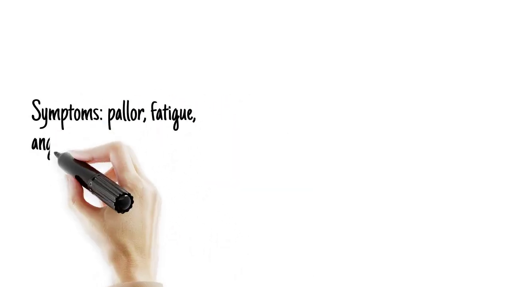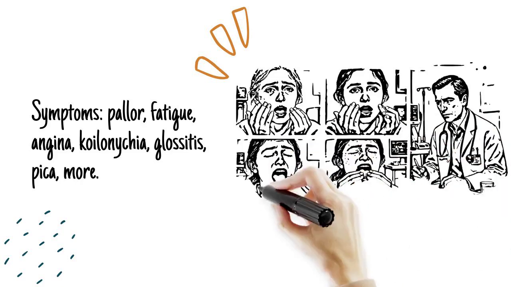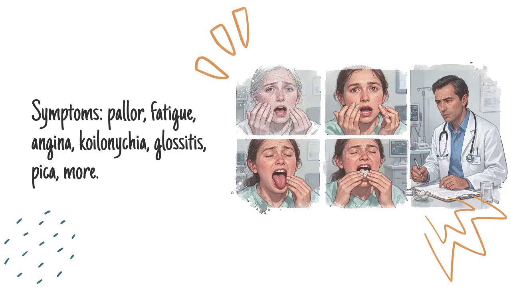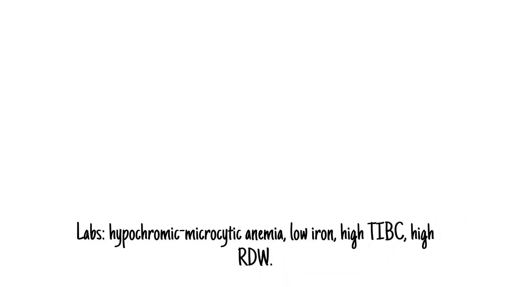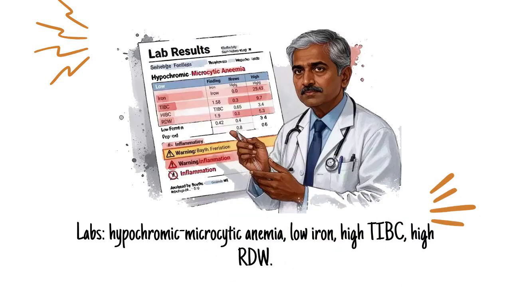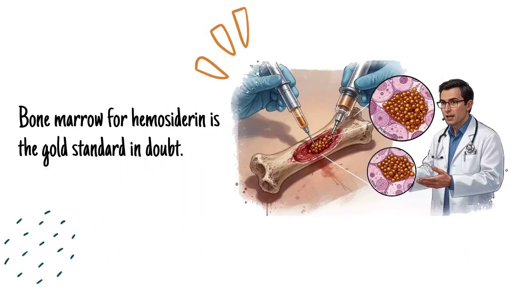Clinically, the presentation spans from simple pallor and fatigue to angina in susceptible individuals, and in severe chronic cases, to koilonychia, glossitis, gastritis, pica, and Plummer-Vinson syndrome. The laboratory shows a hypochromic microcytic picture with low serum iron, elevated TIBC, elevated RDW, and low ferritin, though ferritin must always be interpreted with caution in the presence of inflammation, where it can be falsely normalized. Bone marrow examination for hemosiderin remains the gold standard when doubt exists.